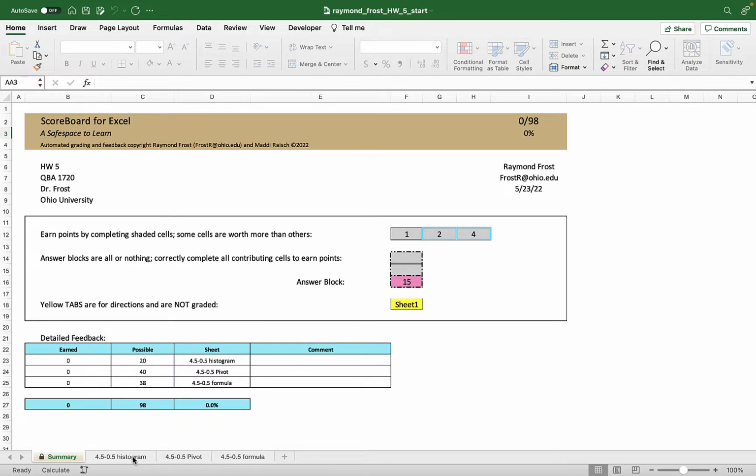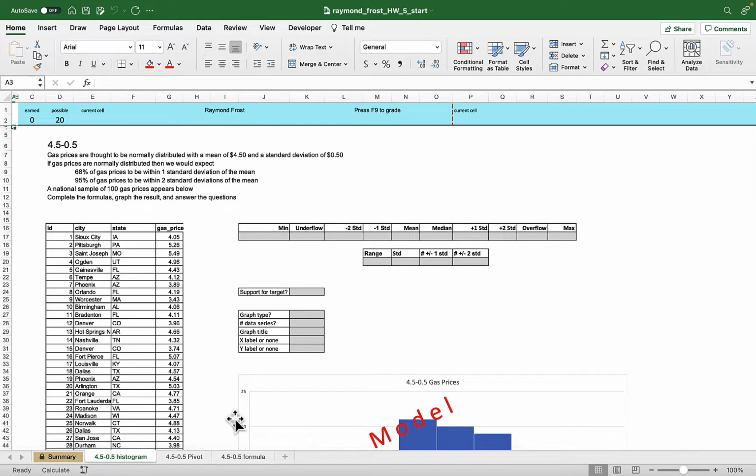So we start out with this first tab, and this is about prices of gasoline. Gas prices are thought to be normally distributed with a mean of $4.50 and a standard deviation of 50 cents. That's 4.5 minus 0.5. If gas prices are normally distributed, then we would expect 68% of gas prices to be within one standard deviation of the mean, 95% to be within two standard deviations of the mean. A national sample of 100 gas prices appears below. Complete the formulas, graph the result, and answer the questions.